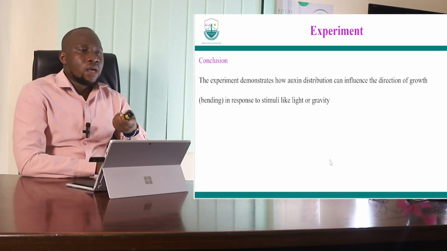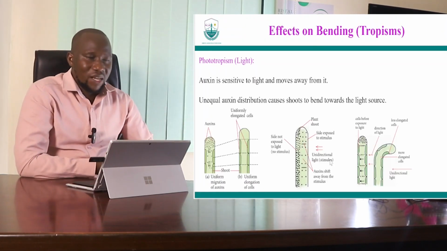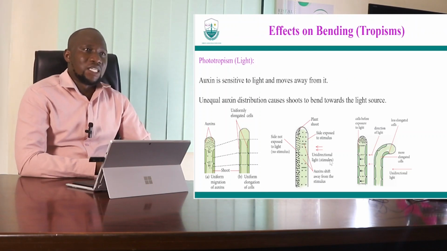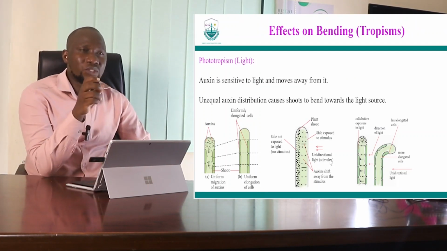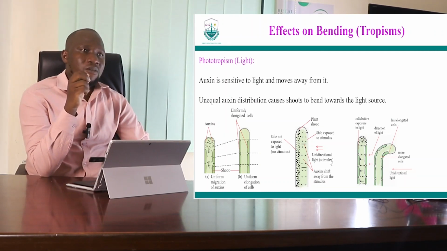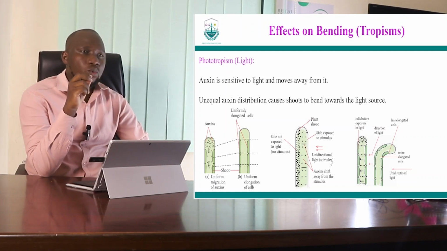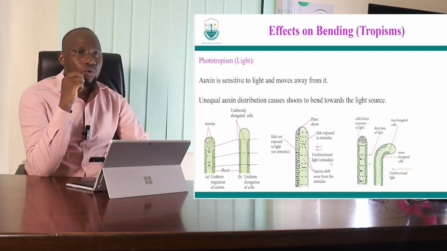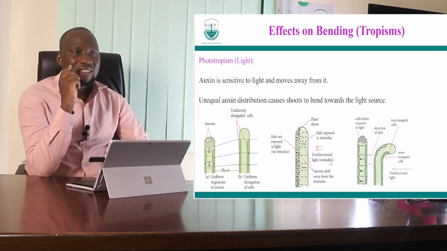Okay, so let's move to explaining the tropisms using the concentration of auxins. We earlier on said that the plant shoot will grow towards the direction of the sunlight, as long as the sunlight is coming from a particular direction.